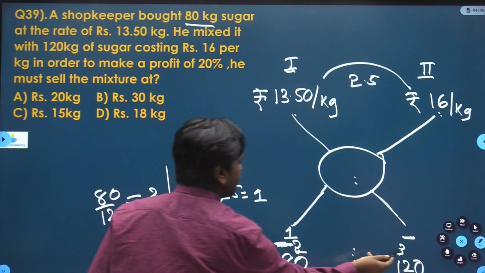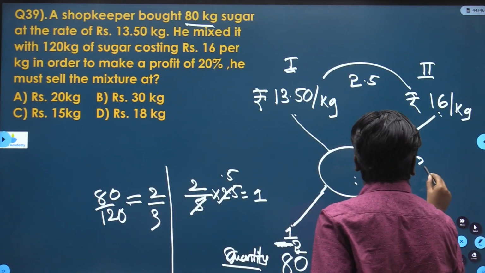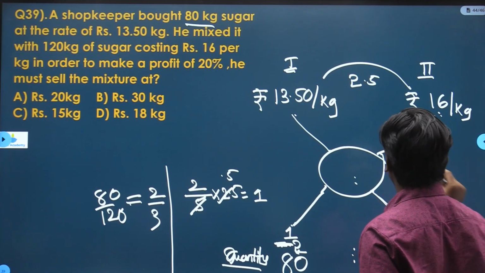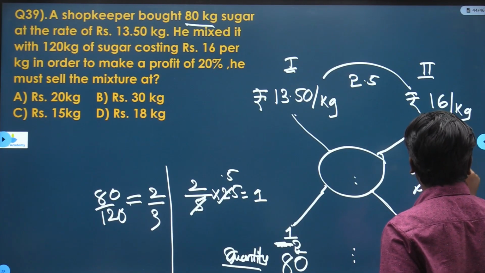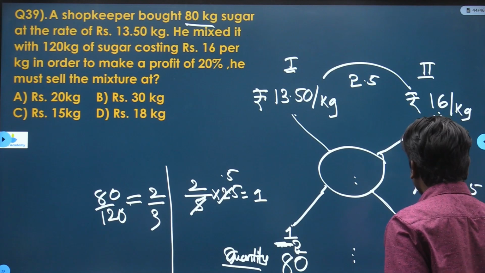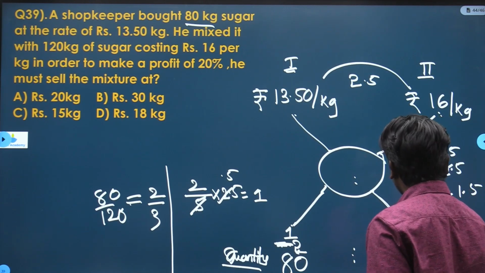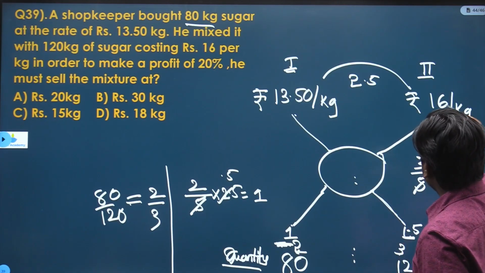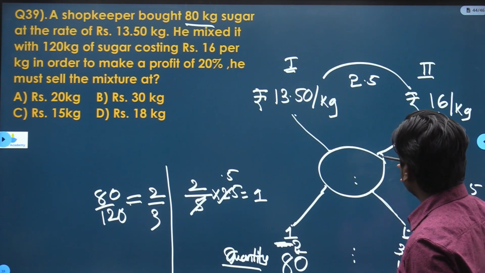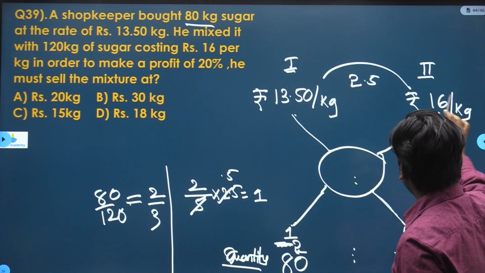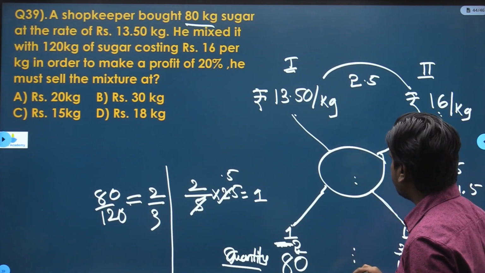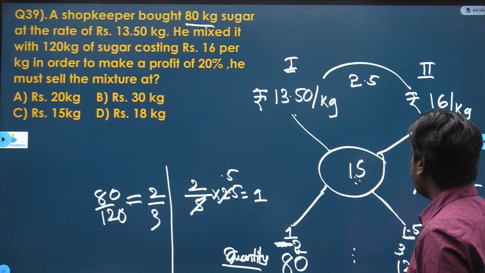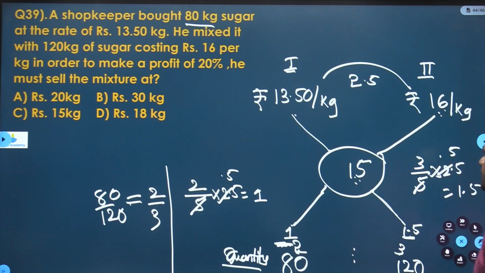The same way here, 3 by 3 plus 2, that is 3 by 5, into the difference. What is the difference? 2.5, so we get 1.5. So we got 1 here and 1.5 here. How much do we subtract from 16 so that we will get 1? Here it will be 15. 16 minus 15 is 1.